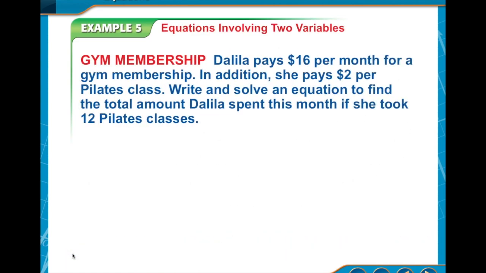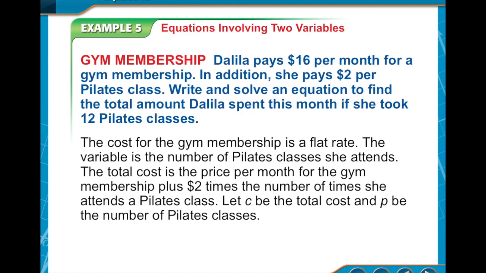Now example 5. So here we've got a couple sentences to write down. So as you're doing that, let's talk about what this problem is about. Remember, you only need to write what's in blue. So do that quickly as we talk about the problem. So someone named Dahlia is interested in a gym membership. Lots of people go to the gym, but those things cost money. So she pays $16 each month for the membership. She also pays $2 for a Pilates class.